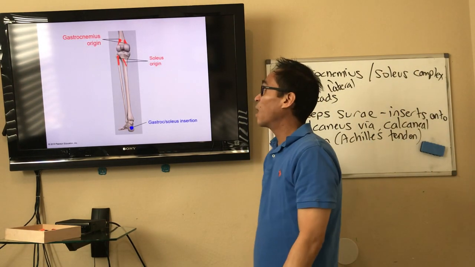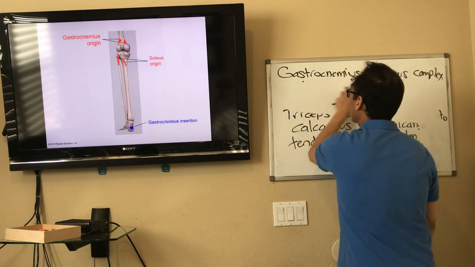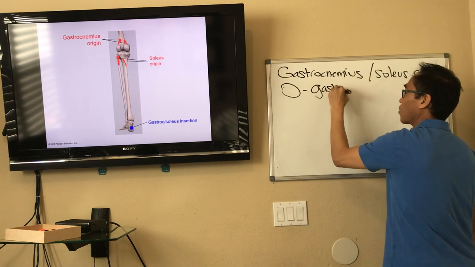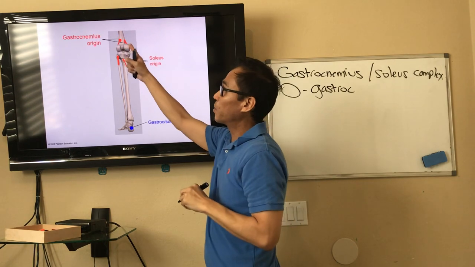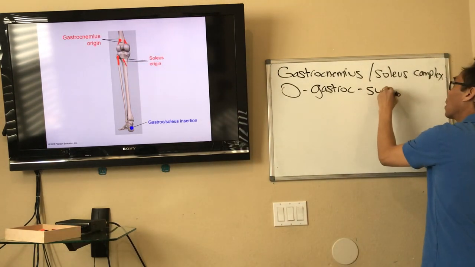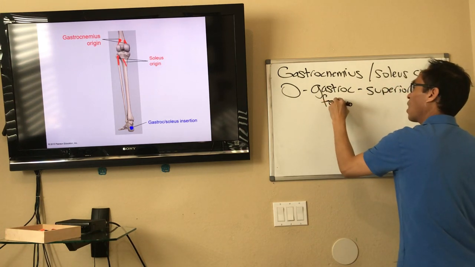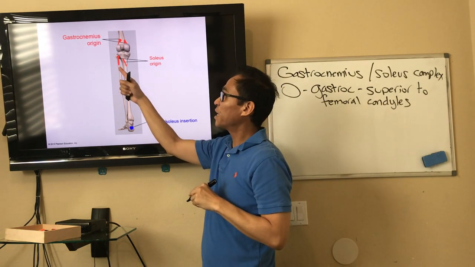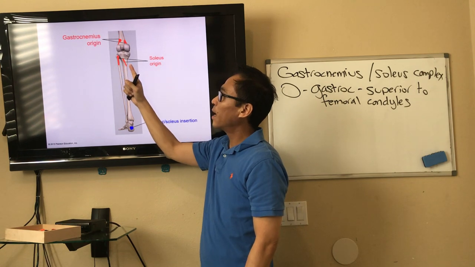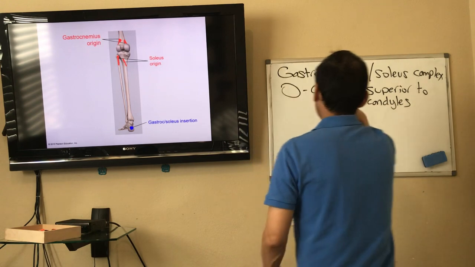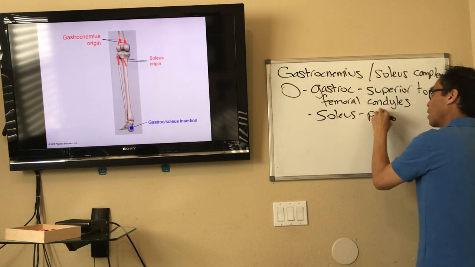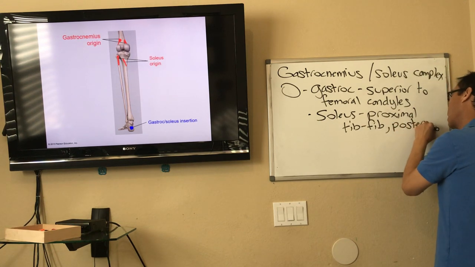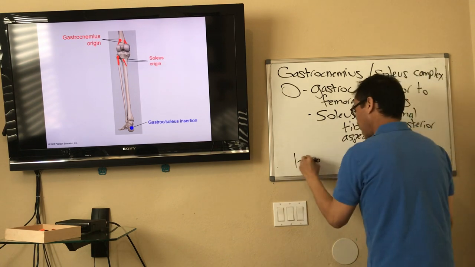Here are the origins and the insertions for the gastroc and soleus. So the origin for gastroc: notice that the gastroc originates just superior to the femoral condyles. The soleus originates on the proximal fibula posterior aspect and proximal tibia posterior aspect. So for soleus, let's just say proximal tib-fib, posterior aspect. But they all insert, like I said, on the calcaneus, the heel bone.